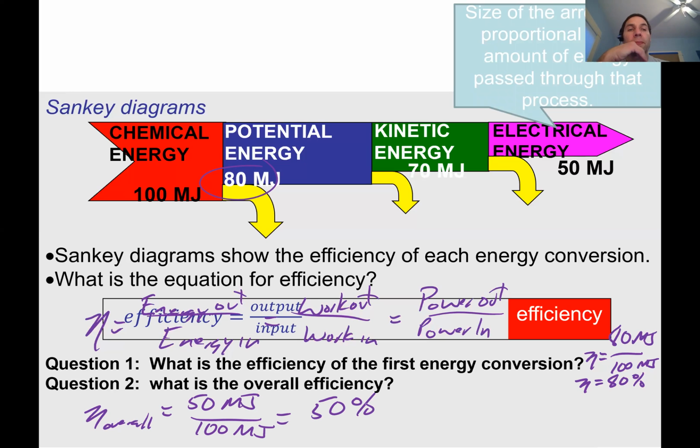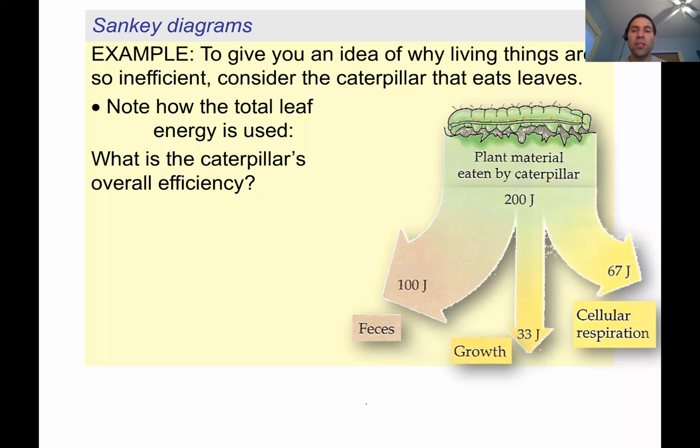Okay, and again, I do want to emphasize that you can see IB questions where they put these Sankey diagrams on graph paper with squares, and you have to count squares to proportionally understand how much energy is being lost. So the size of the arrows is supposed to be proportional to the amount of energy passed through that process. It's supposed to be to scale pictorially. It can be sometimes. And here are a couple of examples.